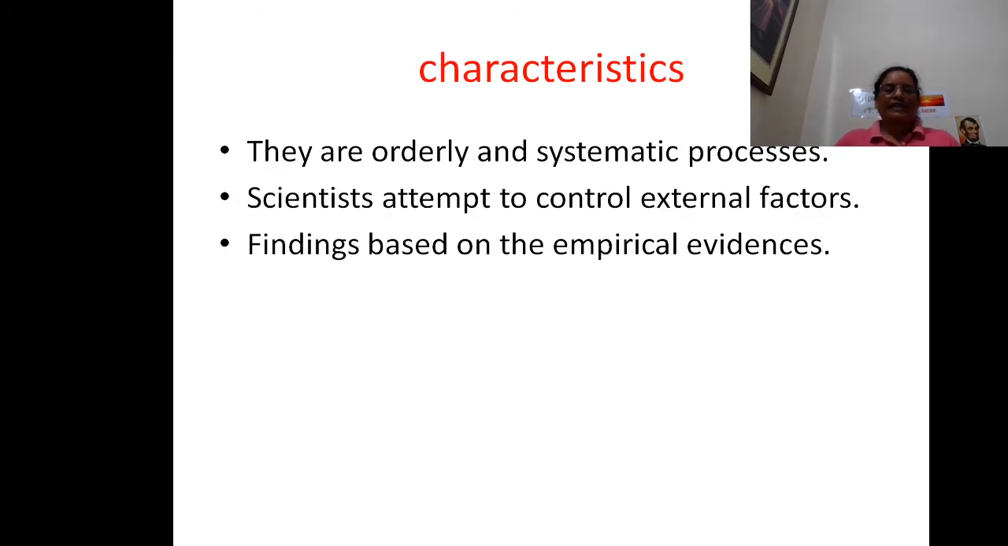Then the characteristics of scientific method: they are orderly and systematic processes. Orderly means we have to follow the steps. It is a systematic process. If we do not follow this systematic process, then we fail to do this study. Then, scientists attempt to control external factors. What do we mean by controlling external factors? External factors are those factors which are not part of our study but which impact our study.